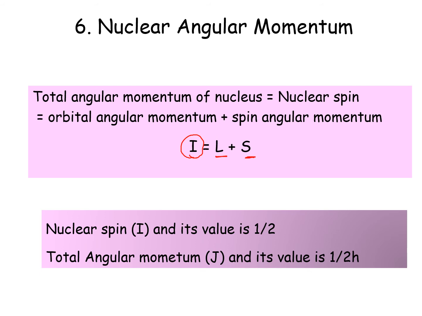So for more clarity, we denote nuclear spin by I and nuclear angular momentum. When we talk about the total angular momentum, then we denote it by J, and when we talk about nuclear spin, then we denote it by I. So nuclear spin, its value is taken to be half, and angular momentum is expressed in terms of h cross, half into h cross, where h is the Planck's constant.